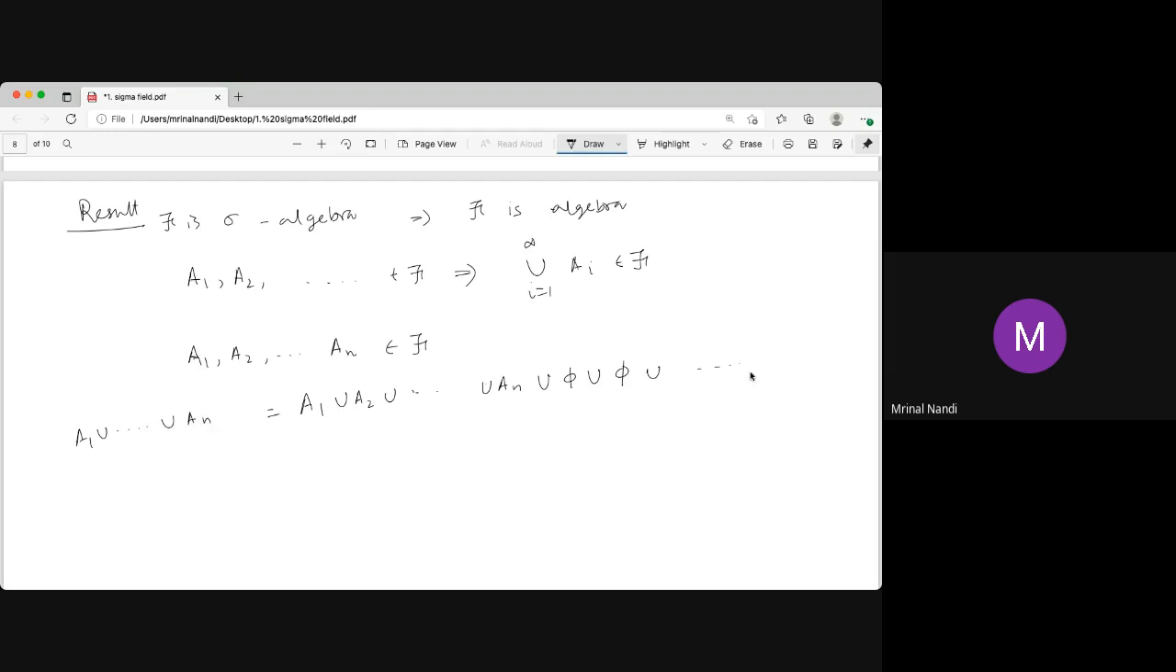Now we know that since it is an infinite collection, it belongs to script F because it is a sigma algebra. Since it is a sigma algebra, the infinite union is in this script F. But a finite union is a special case of an infinite union. So that means a sigma algebra is an algebra, but the other way is not true. If the finite unions are in this set, the infinite union may not be in this set.